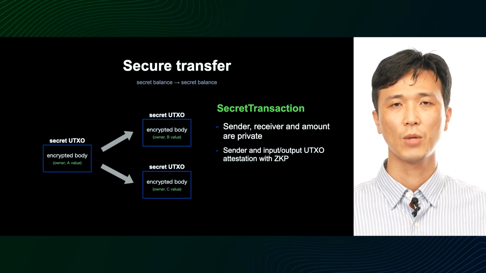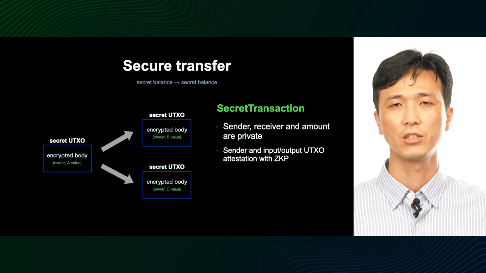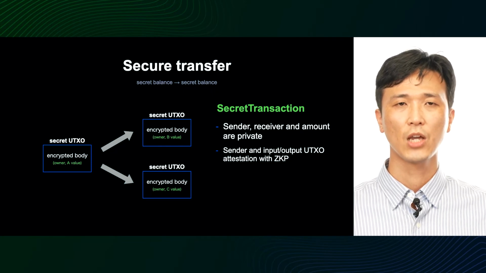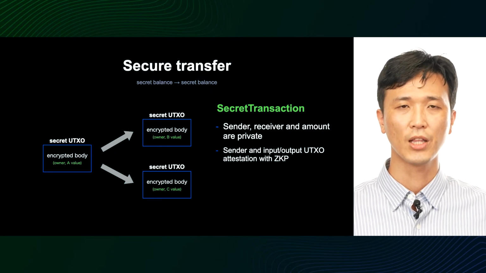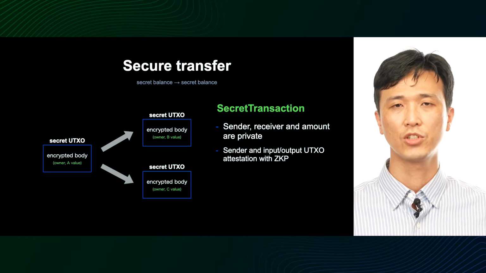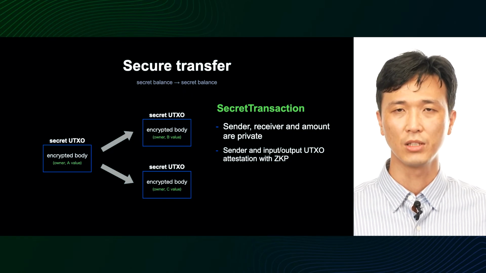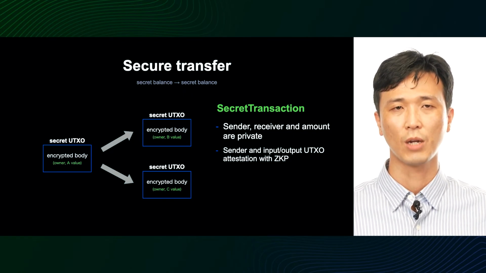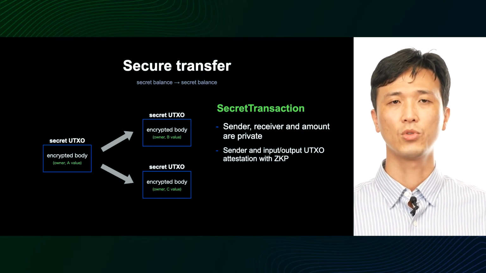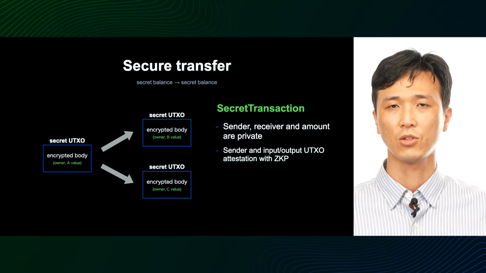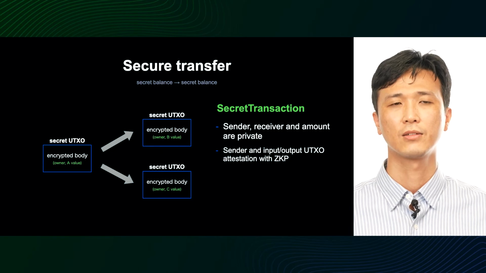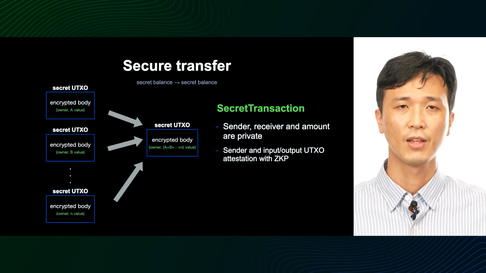The chain verifies whether the secret UTXO included in the secret transaction has been used, and the ZKP evidence is verified, and if it's verified to be normal, the input secret UTXO is converted into a used UTXO, and the output secret UTXO is recorded as a newly usable UTXO. So this enables secure transactions in which all information is kept secret.